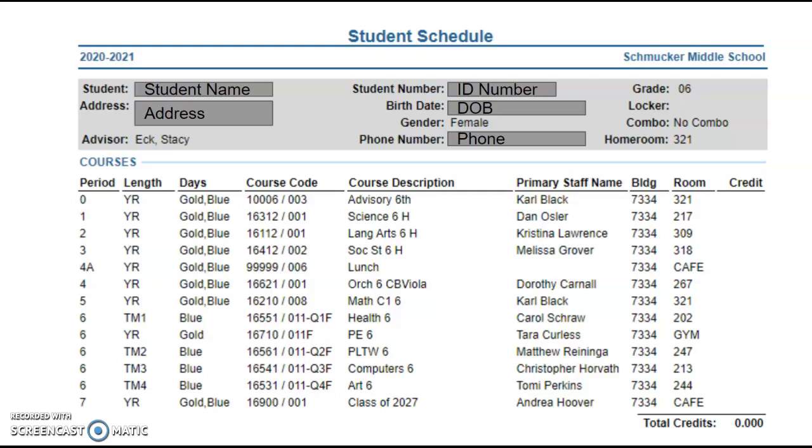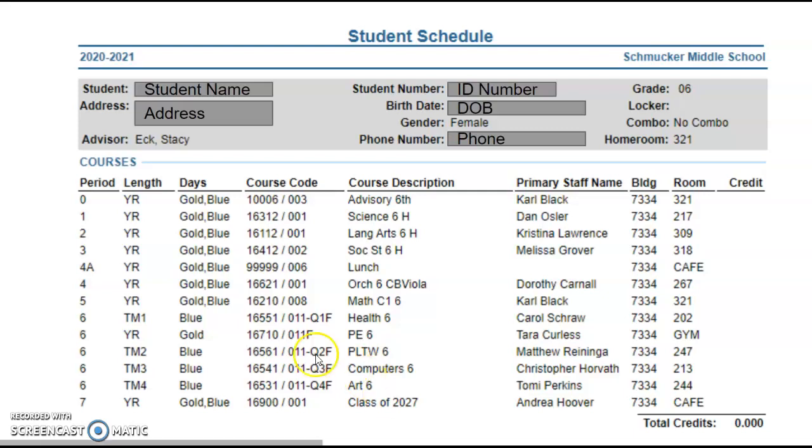schedule looks like. In elementary school, you spend most of your day with the same teacher, but in middle school, you get to see up to 7 different teachers a day. Reading a schedule can be tricky at first, but you'll see they're actually very easy to navigate through. Here's a sample of a 6th grade schedule.